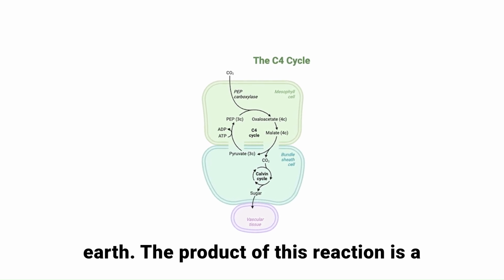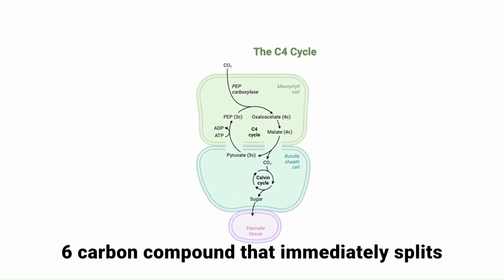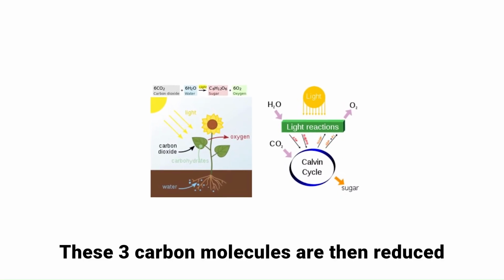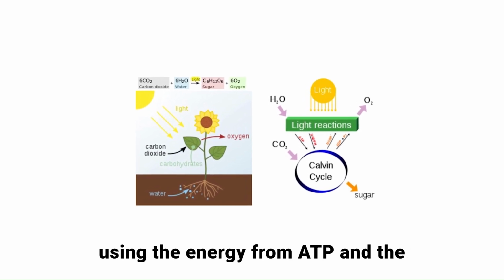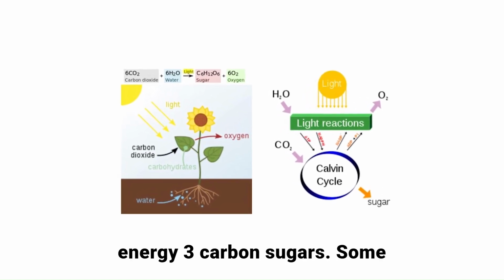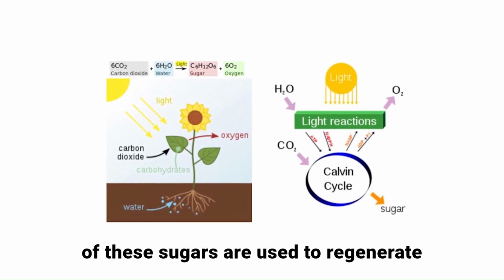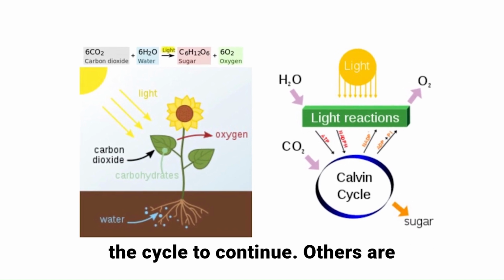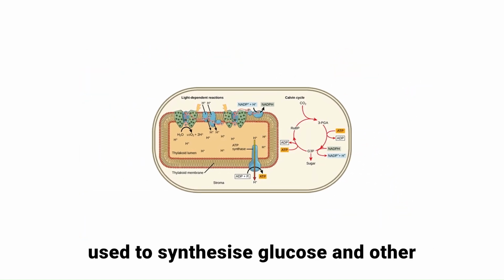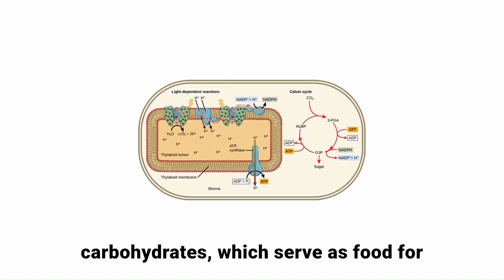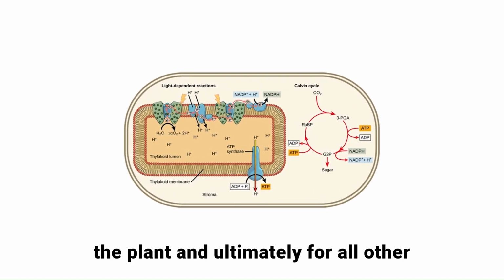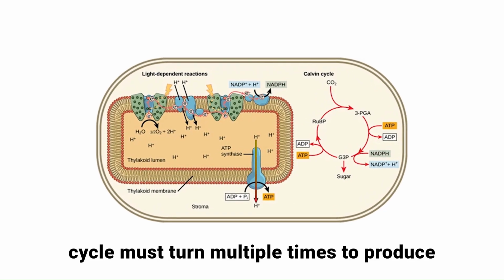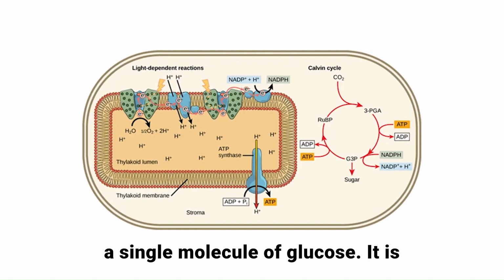The product of this reaction is a 6-carbon compound that immediately splits into two molecules of a 3-carbon compound. These 3-carbon molecules are then reduced using the energy from ATP and the reducing power of NADPH to form high-energy 3-carbon sugars. Some of these sugars are used to regenerate the original 5-carbon compound, allowing the cycle to continue. Others are used to synthesize glucose and other carbohydrates, which serve as food for the plant and, ultimately, for all other organisms. The entire Calvin cycle must turn multiple times to produce a single molecule of glucose.